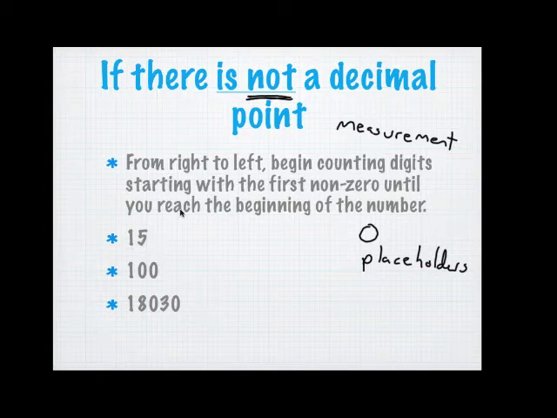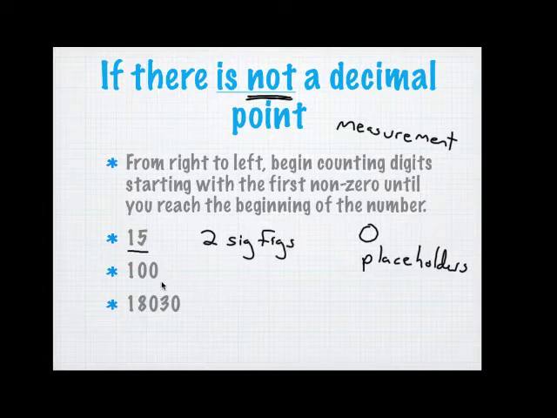So let's look here. Right to left, counting digits starting with the first non-zero. There's no zeros in here. Both of these are significant. We're just trying to figure out how many digits are significant. Both of those are significant. So we would say we have two sig figs, or two significant digits. Two sig figs.